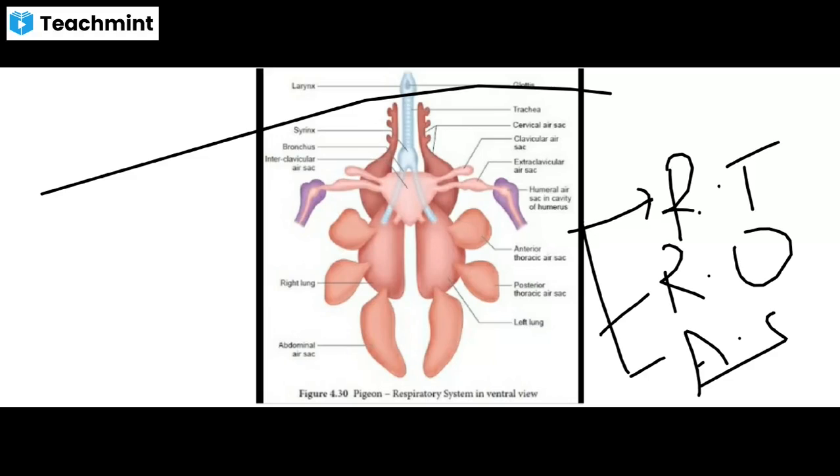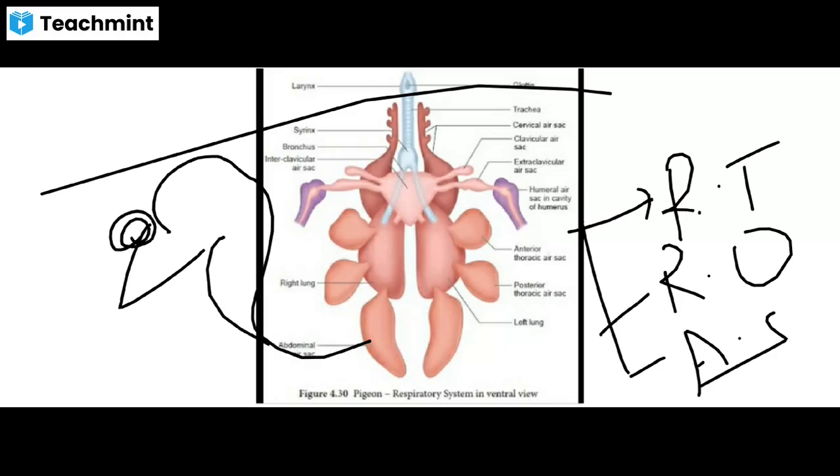First of all, we will see external nostrils. The respiratory system starts from the external nostrils in pigeon. The external nostrils are situated near the base of the upper beak, beneath the cirri. A pair of external nostrils are present on the bird's upper beak. They open into a pair of olfactory sacs.